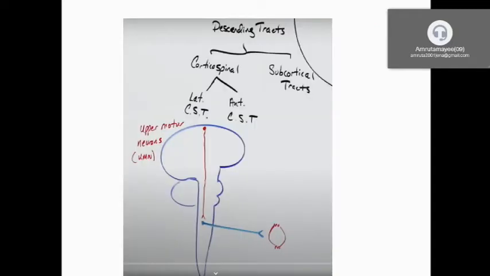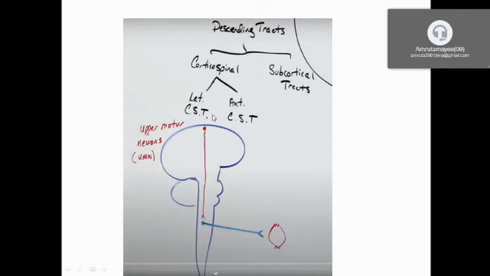You can see that if we divide this descending tract in this slide, as we have said, this is the pyramidal tract, also called the direct tract, or corticospinal tract, because they go from the cortex to the spine. The other tract is the extrapyramidal tract, indirect tract, or subcortical tract. They are outside, passing through one or two nuclei, and they are not going directly, so they are subcortical tracts.